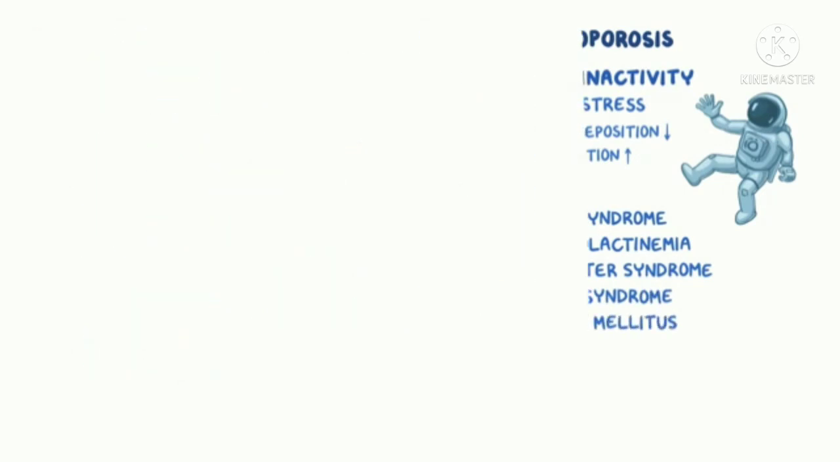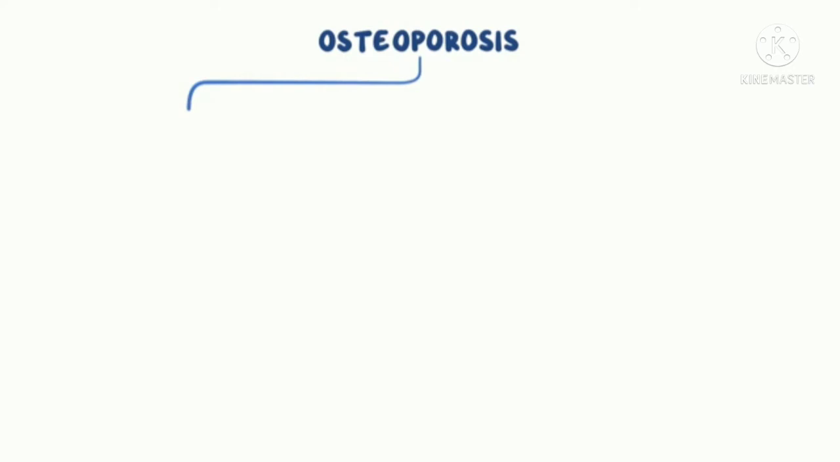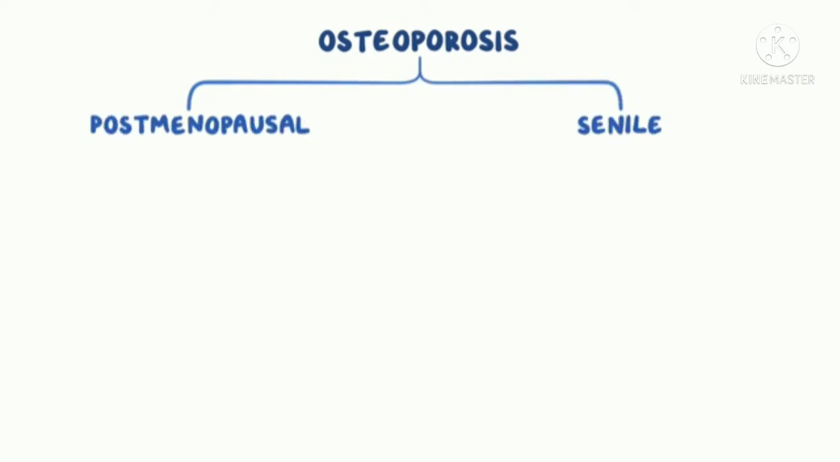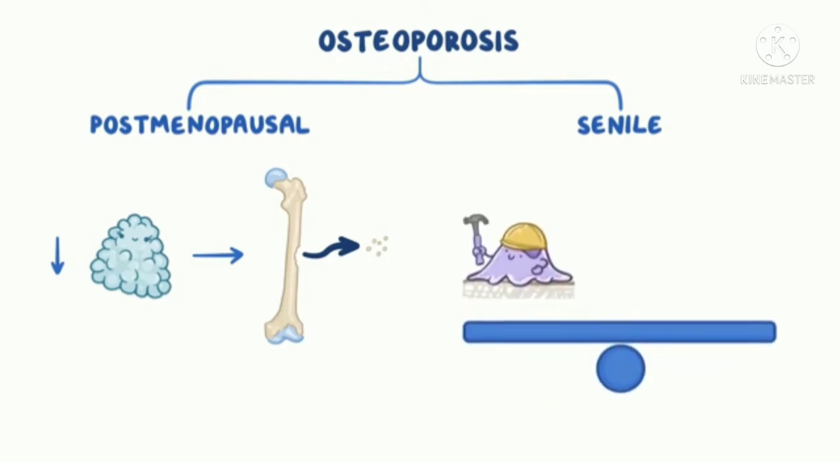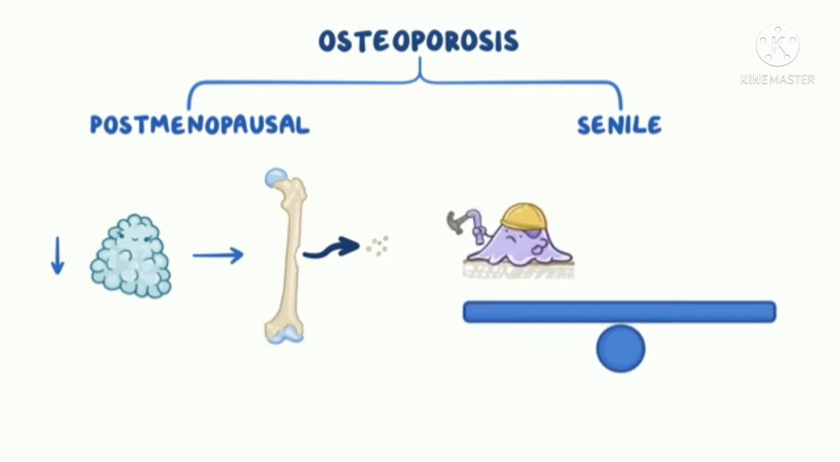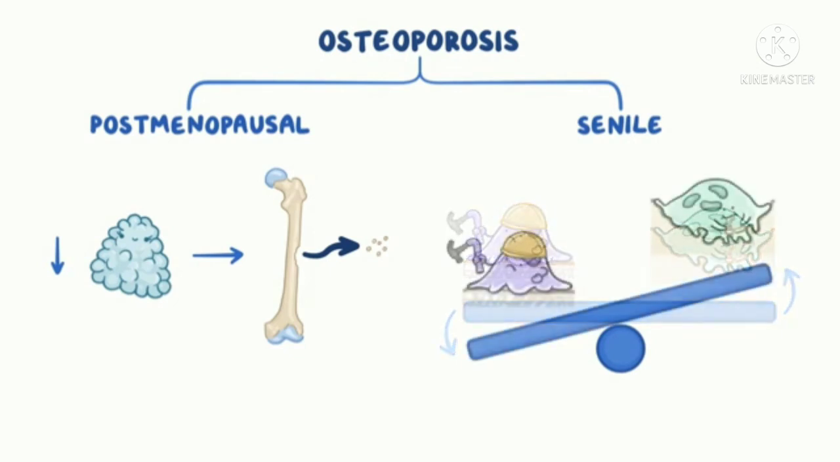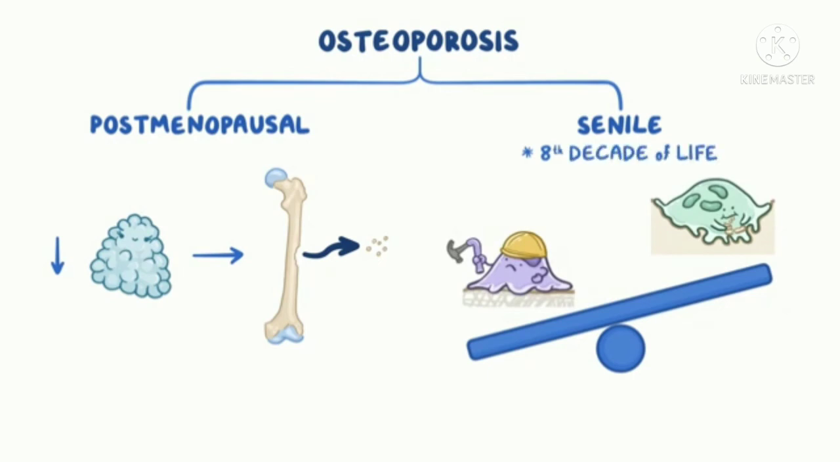Now, the two most common types of osteoporosis are postmenopausal osteoporosis and senile osteoporosis. In postmenopausal osteoporosis, decreased estrogen levels lead to increased bone resorption. With senile osteoporosis, on the other hand, it's believed that osteoblasts just gradually lose the ability to form bone, while the osteoclasts keep doing their thing unabated. So, bone resorption usually overtakes bone formation around the 8th decade of life.